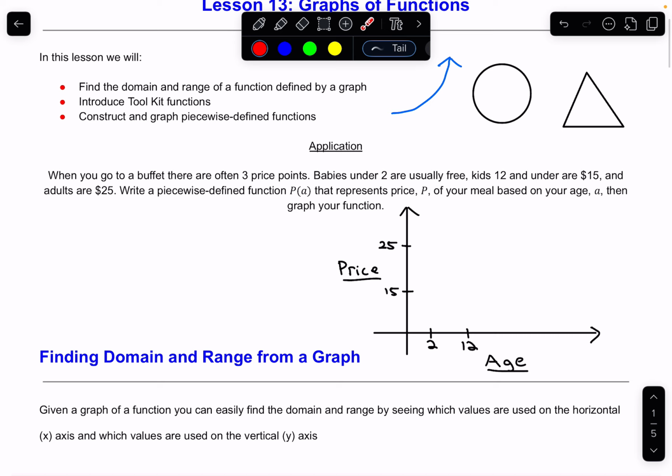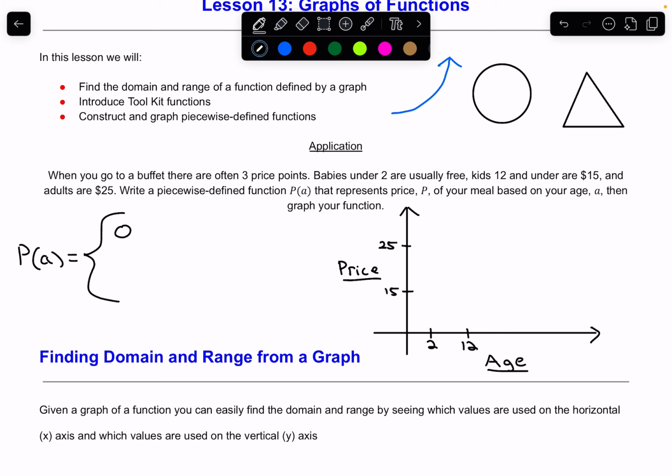So for our title slide, we have 3 different price points at a buffet for babies, kids, and adults. So what we want to do, it says to name our function p of a. So we're going to say that p of a is equal to, and we're going to define a function here. The 3 different price points are free, which is $0, $15, and $25. So those are going to be our 3 horizontal lines that we have to represent each of these prices. They're all constant functions.